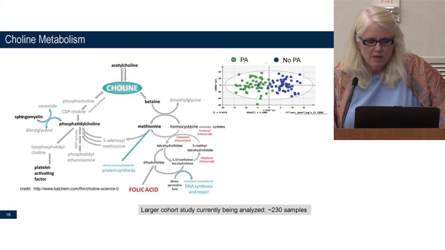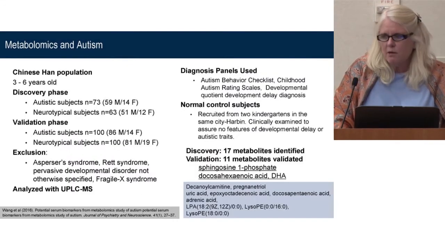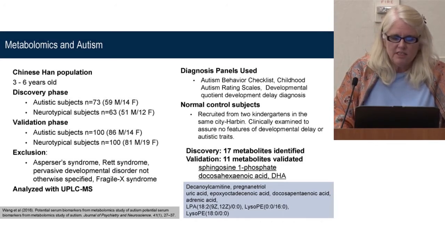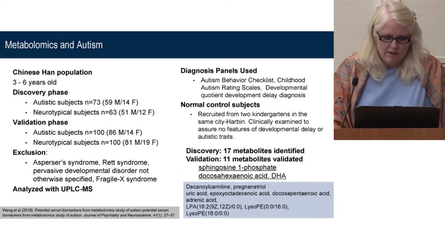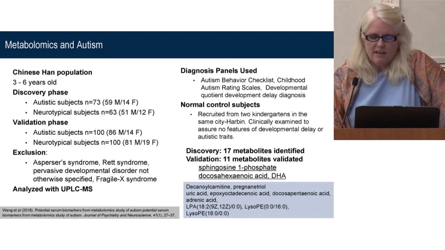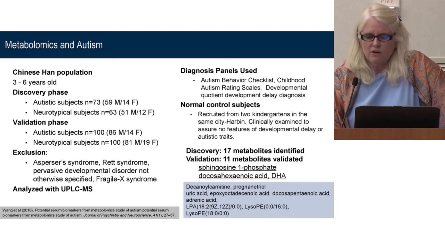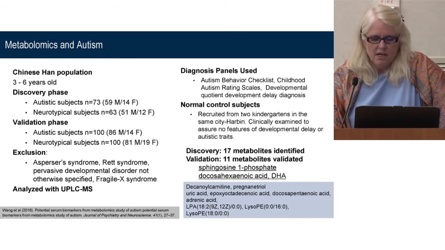We've done some work with metabolomics and autism, and this was also published recently. It was in the Chinese Han population, where we did a training set and a test set of autistic subjects versus neurotypical subjects. And to make a long story short, because I know I could take the whole time just talking about this study, I want to say that we had 17 metabolites that were identified in our training set and 11 metabolites that were validated in the test set of about 100 of each subject.